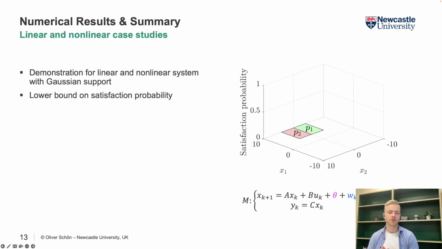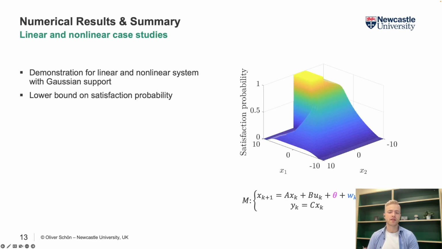Because I also want to leave some room for numerical results. In the paper itself, we're looking at one linear and one nonlinear system with Gaussian support, and we compute the lower bound on the satisfaction probability. Here I'm just going to talk about the linear case, where we're basically just looking at a car which is traversing in a 2D plane, and we want to avoid some obstacle region P2 and park in parking lot P1. The lower bound on the satisfaction probability here that we get is quite straightforward. Obviously, if we start in the parking lot itself, the satisfaction probability is going to be 1, and the further we get away, the lower the satisfaction probability is going to go.